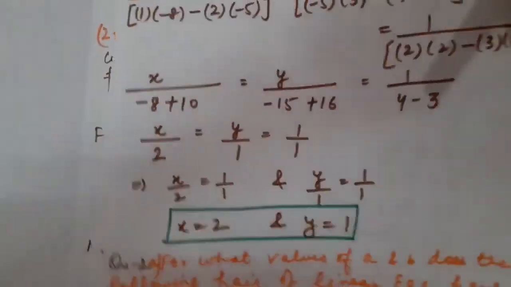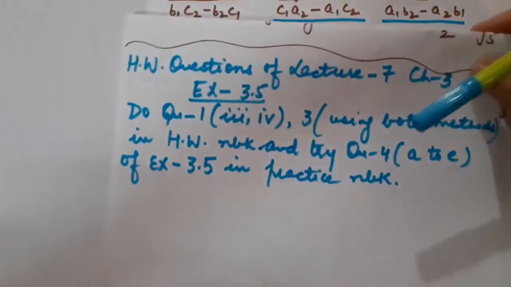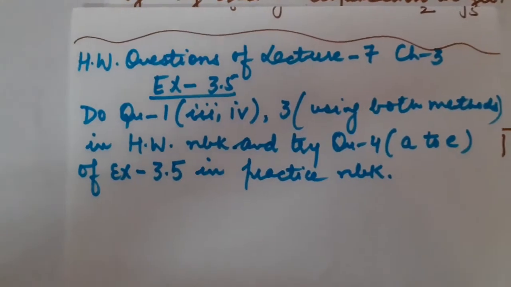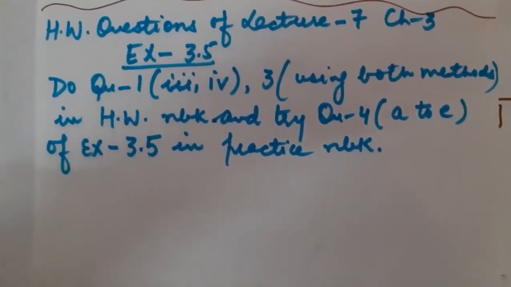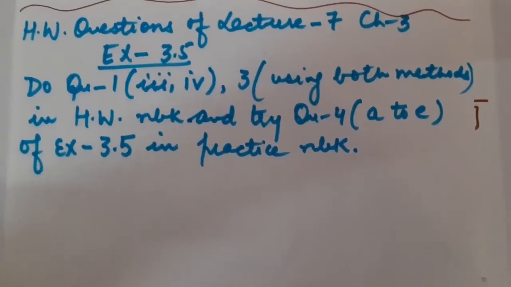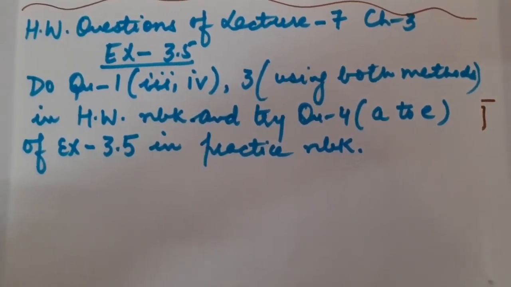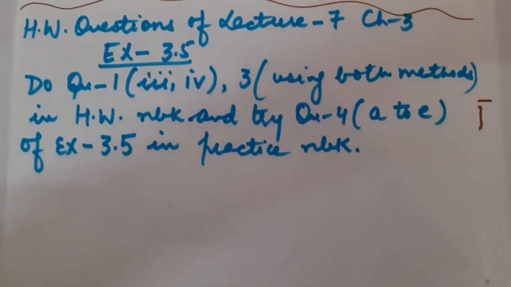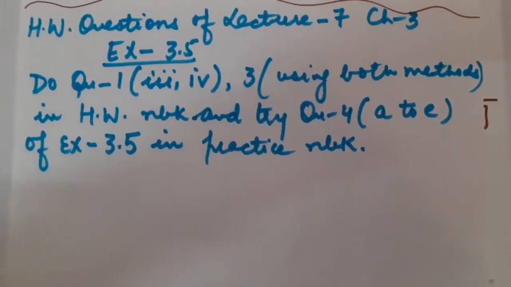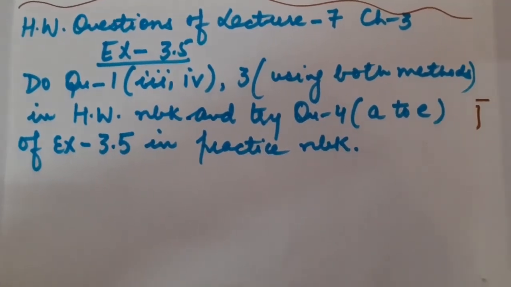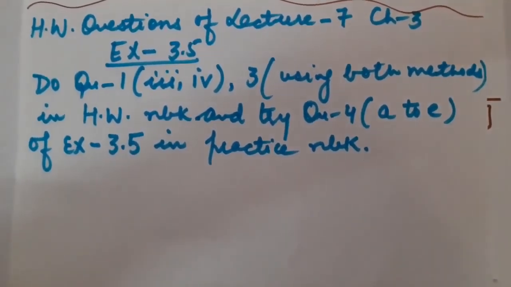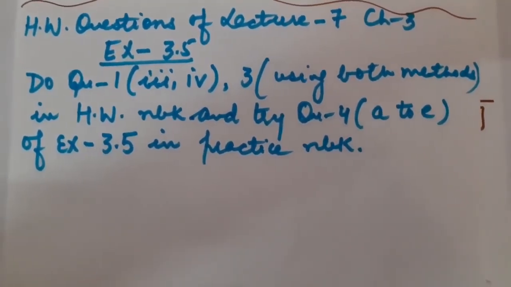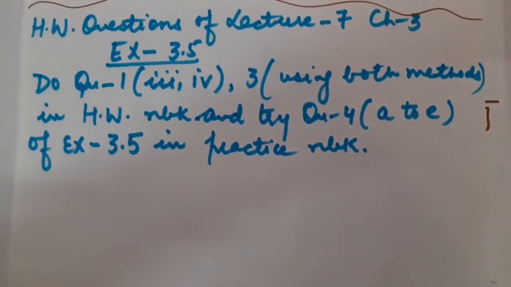So that's it for the day. Everybody please get your mathematics homework. This is your maths homework. Homework questions of lecture number 7 belong to chapter number 3, exercise 3.5. Please note down, children. Do question number 1, third part as well as fourth part. In both the parts you have to apply the cross multiplication method. But what is the condition? If the solutions are unique, then and only then you can apply it. If solutions are either infinite or no solution exists, then you are not supposed to apply the cross multiplication method. You have to just drop the question there.